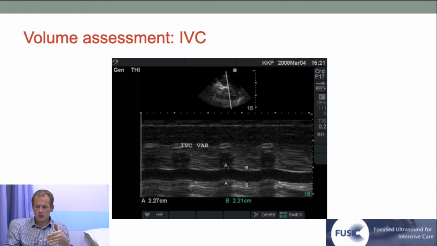So you can see that the cursor is bisecting the IVC, and then you can see over time the patient's breathing. If you look at the graph, you can see the swing of the IVC moving up and down as the diaphragm moves in and out. And you can see a variation or no significant variation there, 2.27 centimetres in A, which would be in inspiration, and 2.21 in expiration. So there's no significant change.